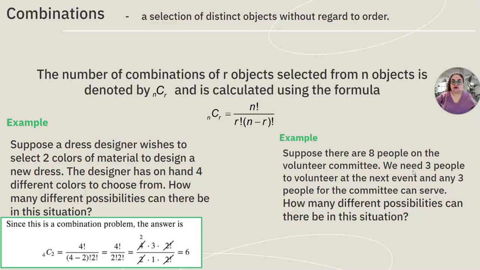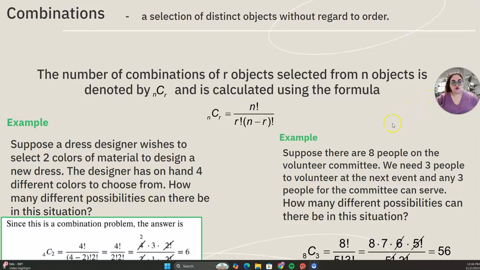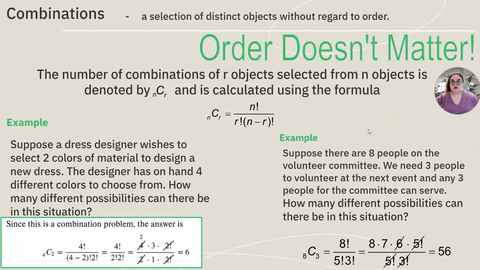So we're going to take our total number of people, 8 factorial in our numerator, divided by 3 factorial, times the difference, 8 minus 3, which is 5 factorial. So the number of possibilities for this would be 8 choose 3. So 8 factorial divided by 5 factorial times 3 factorial, which is 56. Again, don't forget, order matters on permutations, but order doesn't matter on combinations.